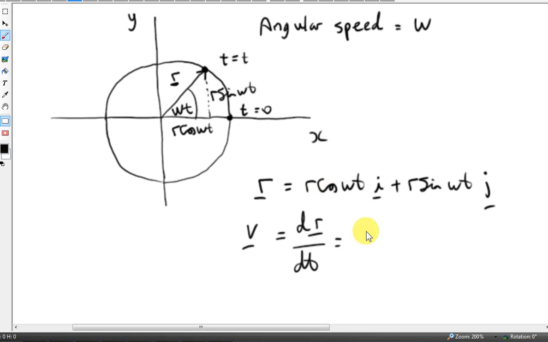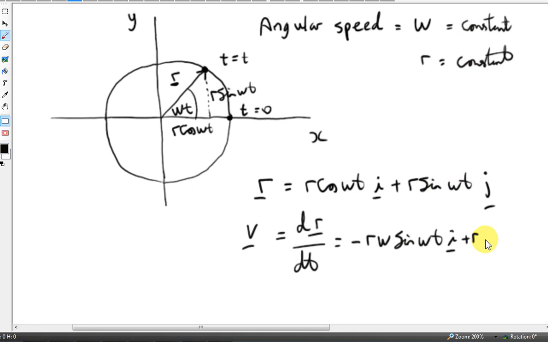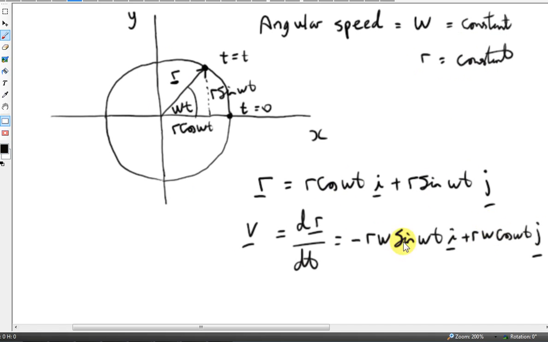So we differentiate the cos function to get minus sine, and we differentiate the angle to get omega. So both r and omega are constants. When you differentiate the sine function, we get cos, and when you differentiate the angle, we get omega. So here we'll get r omega cos omega t times j. So that's the velocity vector.